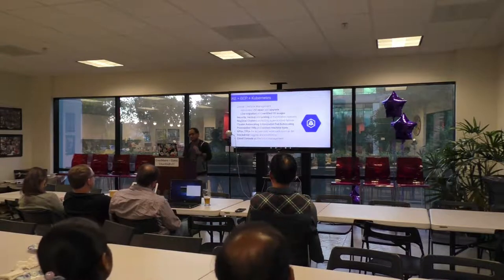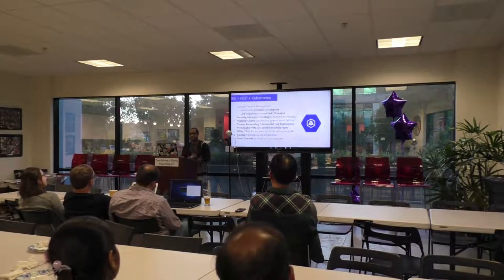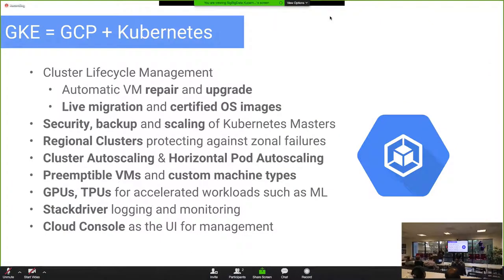So yeah, there's lots of other things that happen, which are magical in the background. The security, backup and scaling, like I mentioned. The masters themselves are managed for you. So if you go from a 5-node cluster to a 500-node cluster, we take care of the master for you, scaling it in the right way and so on. There's VM repair and upgrade: if something's up with the VM, we make sure it comes back up and does the right thing. Regional clusters are for when I want to tolerate zone-level failures, like I want to be multi-zone. That's what that would enable.